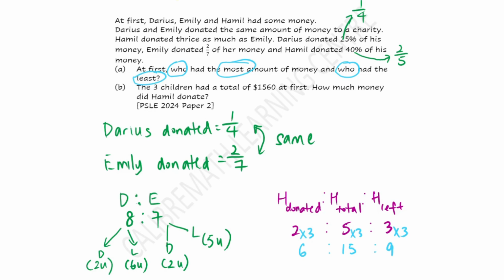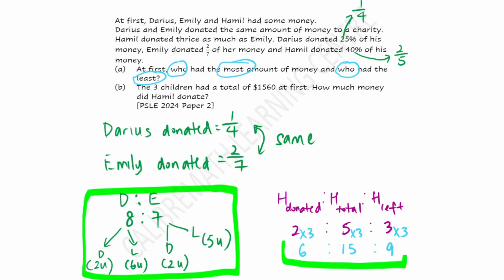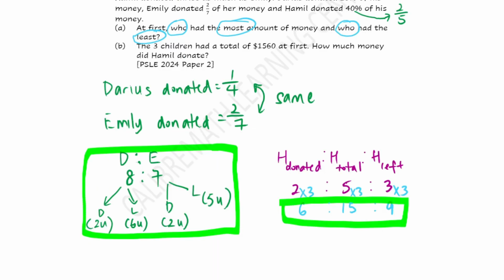In part A, the question wants us to find who had the most amount of money and who had the least amount of money. So let's look at the new ratios that we have gotten. This one over here and this ratio for Hamil. You can see that Hamil donated the most and Emily donated the least.